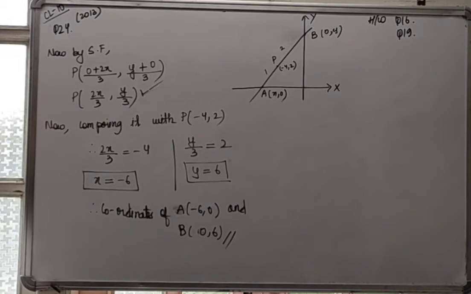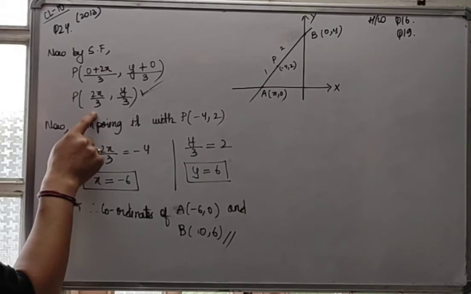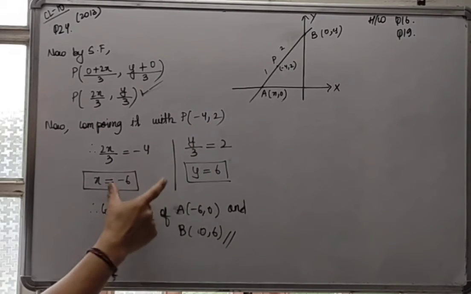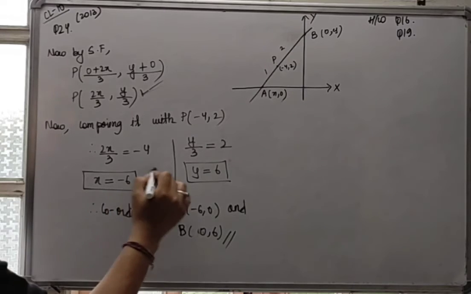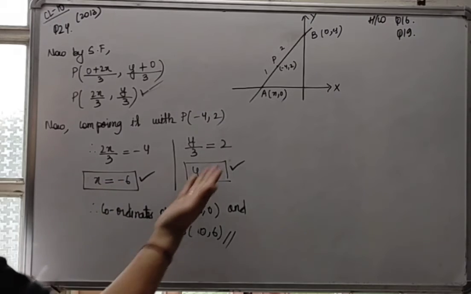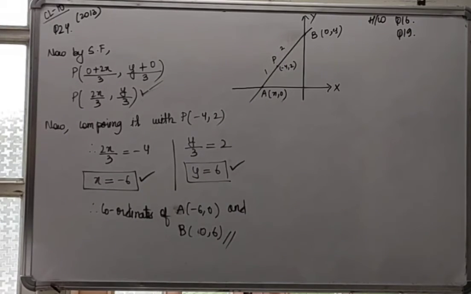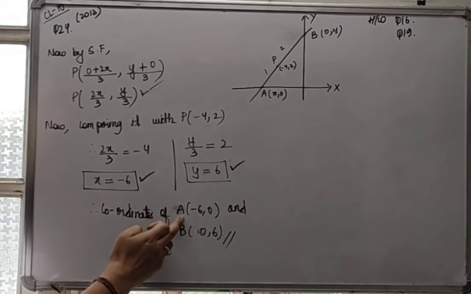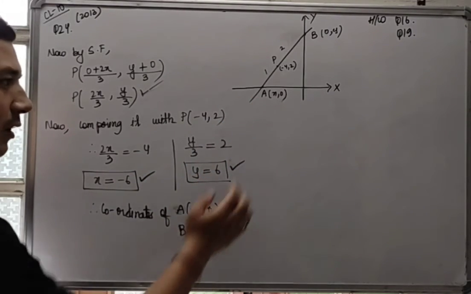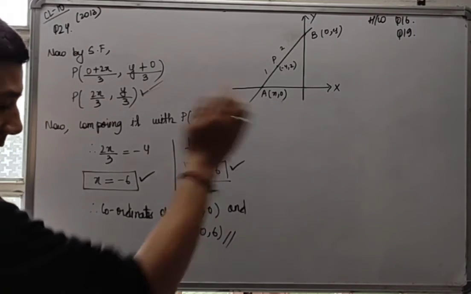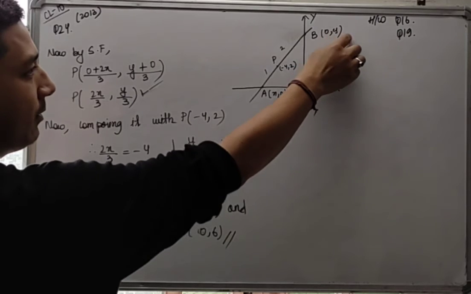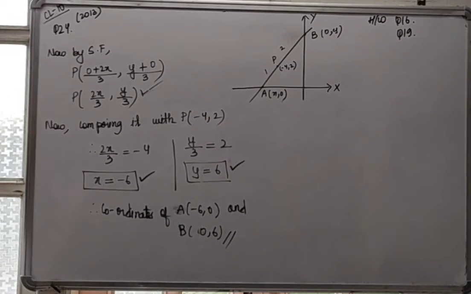Which means we can equate. So by comparing, 2x by 3 should be equal to -4, and y by 3 should be equal to 2. On doing so, boys, you'll get x equals -6 and y equals 6. If I put the values of x and y, I'll be getting the coordinates also. So therefore the coordinates of A will be (x, 0), no? So (-6, 0), which is correct, left hand side x, okay? And B was (0, y), so hence (0, 6). So these are the coordinates of A and B.